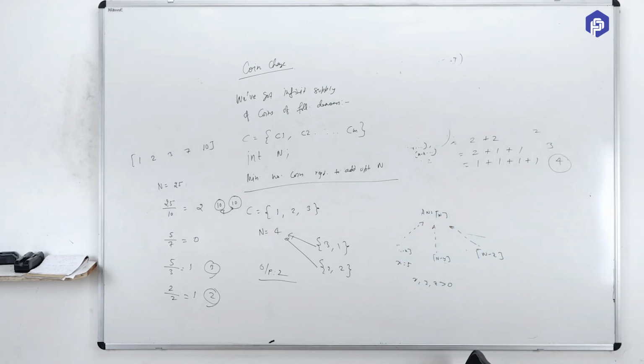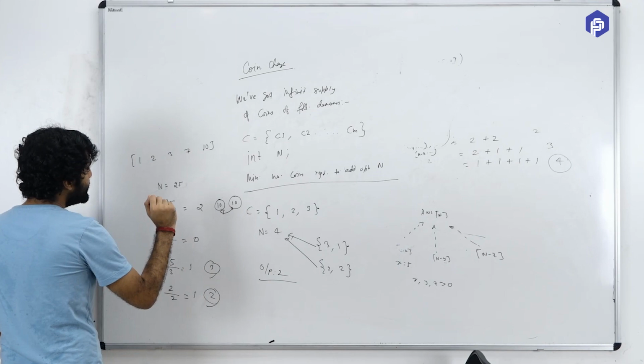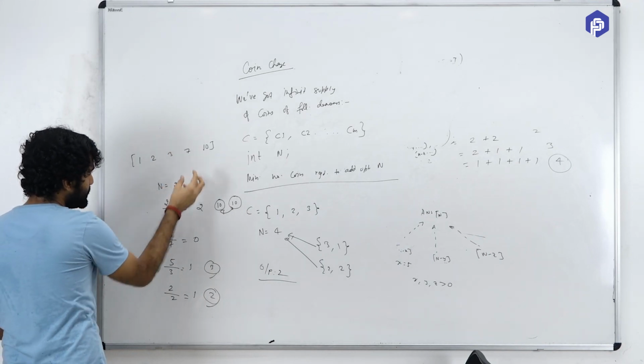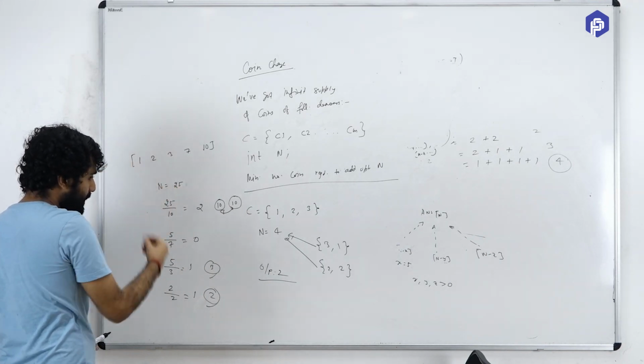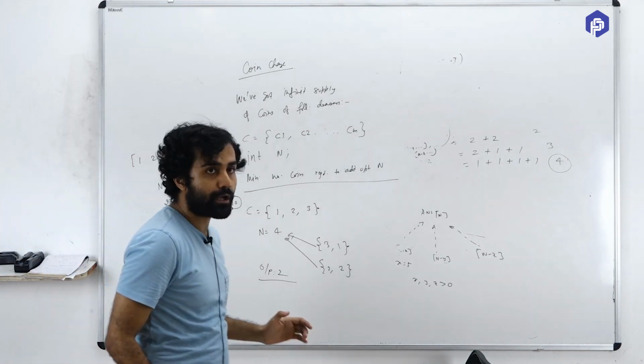Is it clear how I have applied my greed over here? Yes or no? Simple enough, right? So first I tried to pick the highest denomination as many times as possible. Then I tried for the next, then for the next, and so on and on, right? But before that, do you believe this approach will always work?